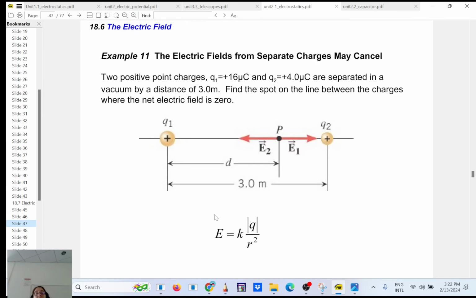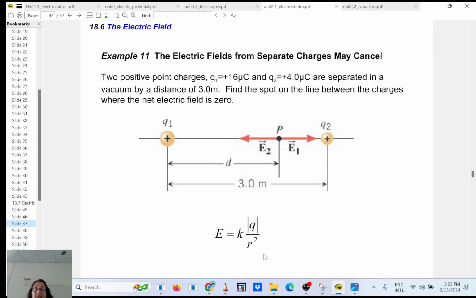Okay, let's try to do this one. Let's test your algebra skill. So you see here you have a positive charge, and here you have another positive charge. So now you have a distribution of charges, right? One positive here, one positive there. Can you see that this one is stronger than that one, right?